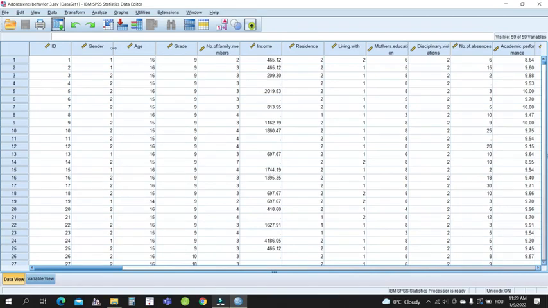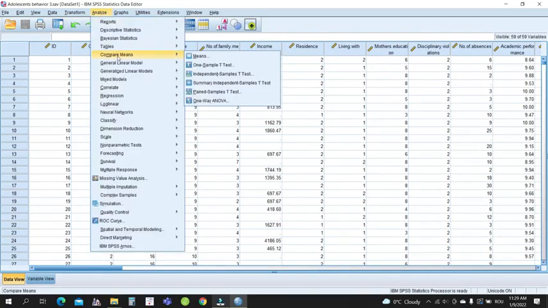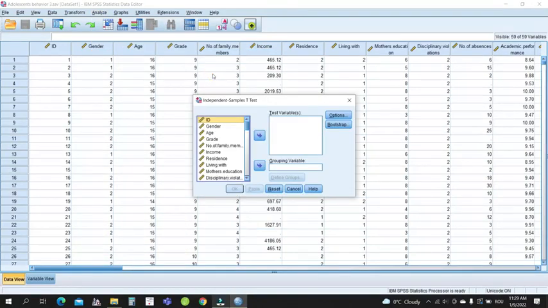First, I will select Analyze, Compare Means, and the Independent Samples t-test. As you can see in this window, on the left side, we have all the variables from our database, and on the right side, we have an area for the test variables, which in our case will be the self-esteem and the well-being, and also an area for the grouping variable, which in our case will be gender.